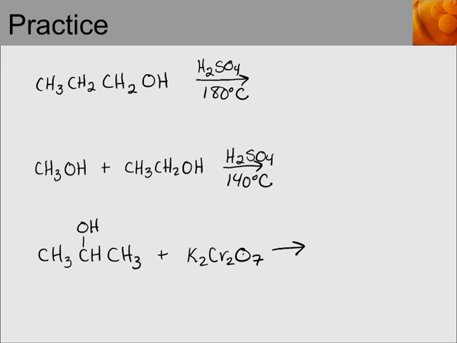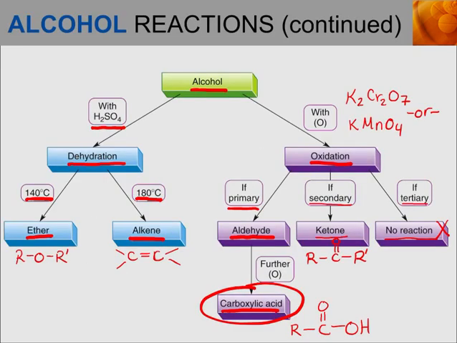Okay, let's look at the first problem. In this problem, we have our alcohol, and then we're adding sulfuric acid at 180 degrees Celsius. If we look back at our flow chart, we're going to the left, so we're performing a dehydration reaction. The temperature was 180 degrees Celsius, so that tells me I should end up with an alkene.